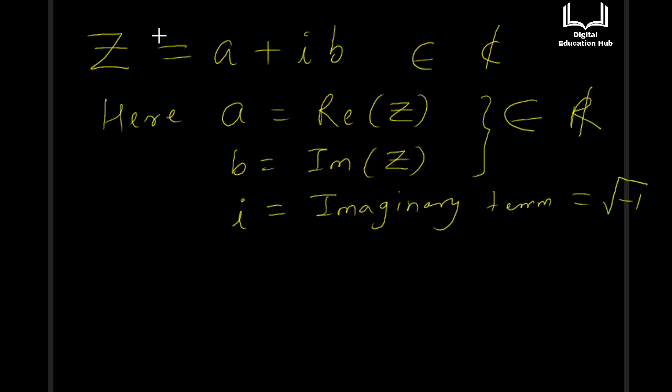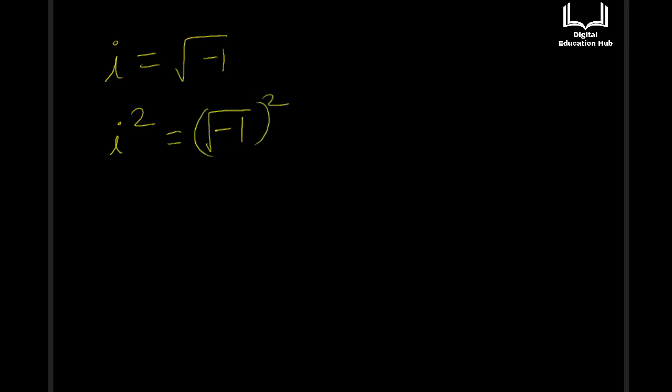Now, with respect to i, we have certain properties. i is equal to root of minus 1. Then i square will give you root of minus 1 the whole square, that is equal to minus 1.